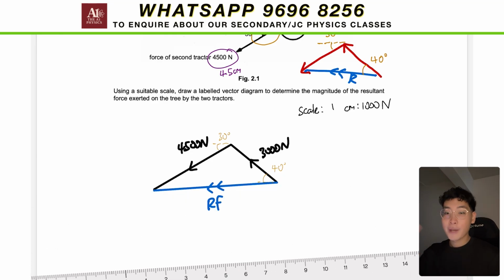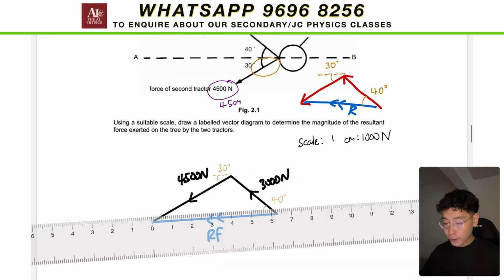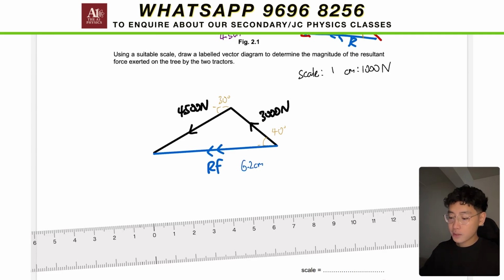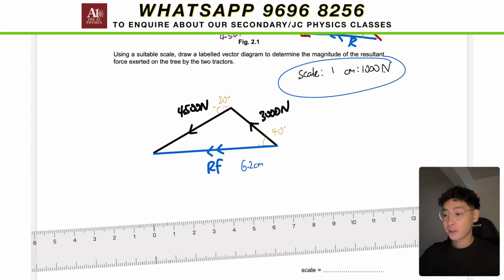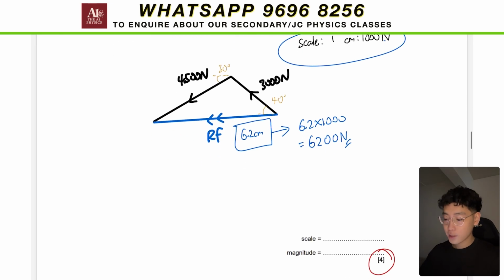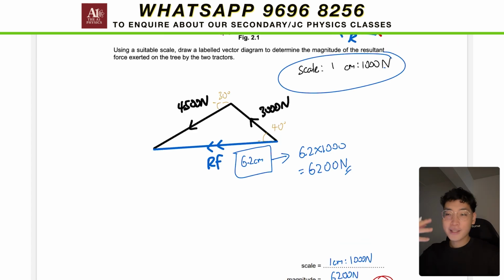And here's the magic part. Because you have drawn everything according to the same angles, when you measure the length of your resultant force, over here it is roughly 6.2 cm. Now you can use the scale to find the magnitude of your resultant force. Because my resultant force is 6.2 cm, using my scale, my resultant force must be 6.2 times 1000 equals 6200 newtons. So that's the answer for this question: 6200 newtons, and the scale is 1 cm to 1000 newtons. That's how you draw your vector diagrams.